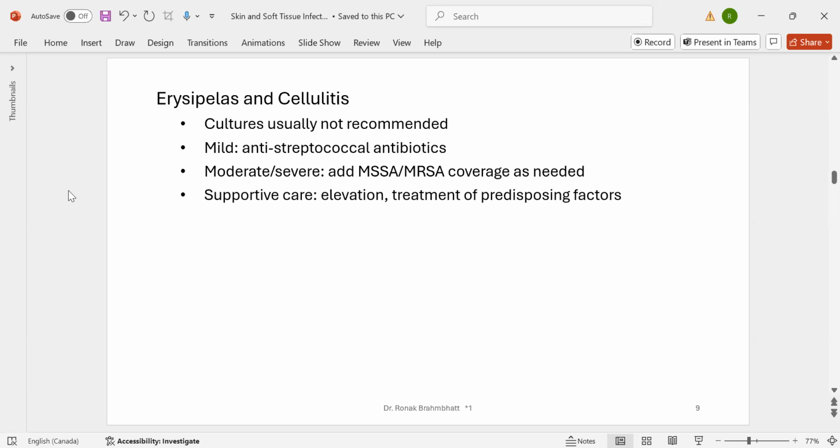What else? We always treat the underlying cause, right? So the key message from today's lecture for you guys is to know the underlying cause and to treat the underlying cause. Not that, oh my God, cellulitis, I am going to blast it with meropenem.